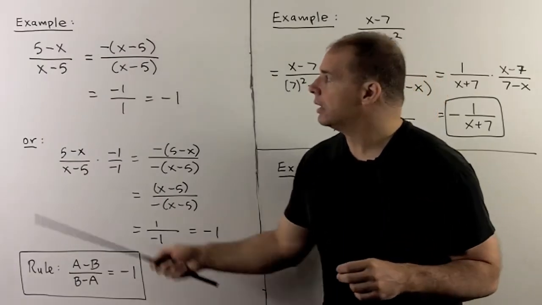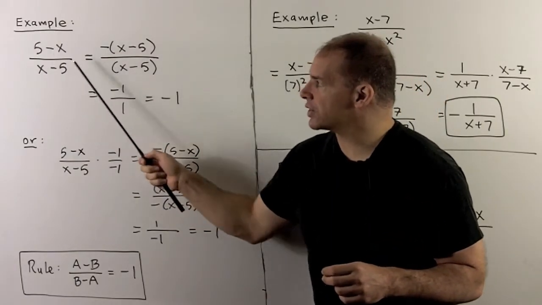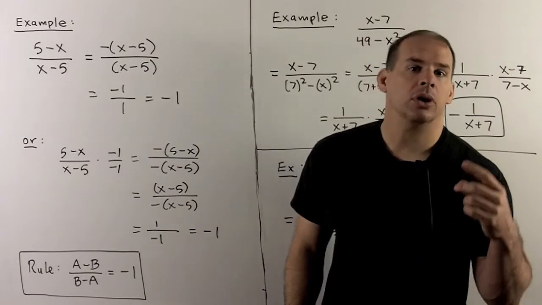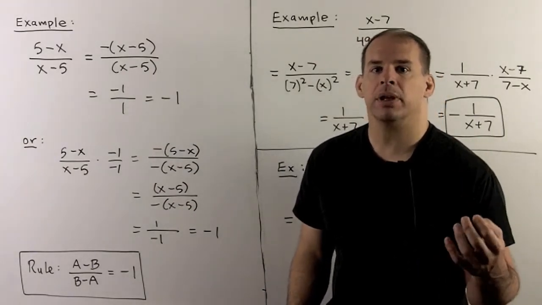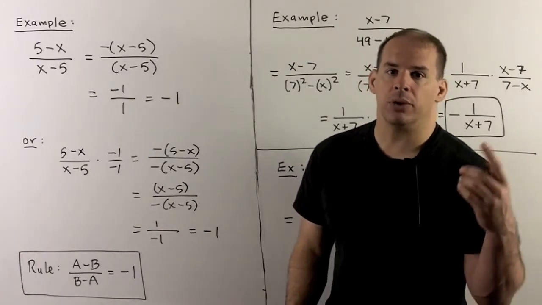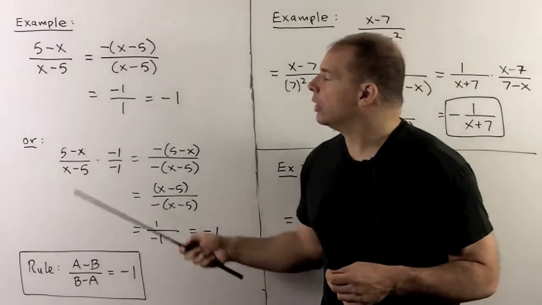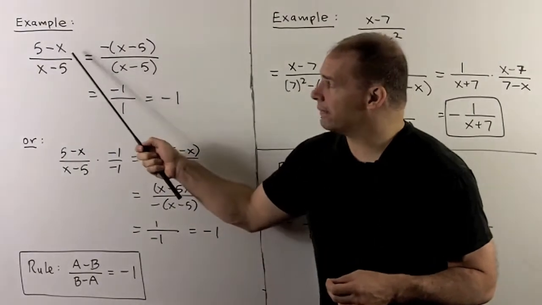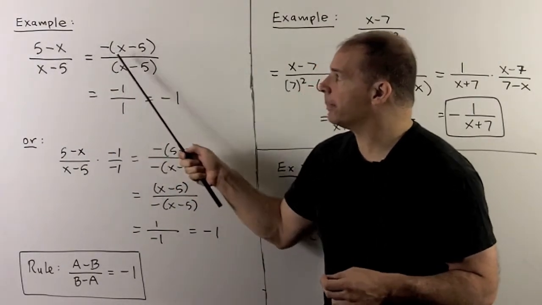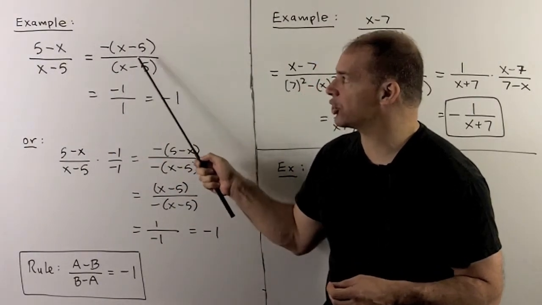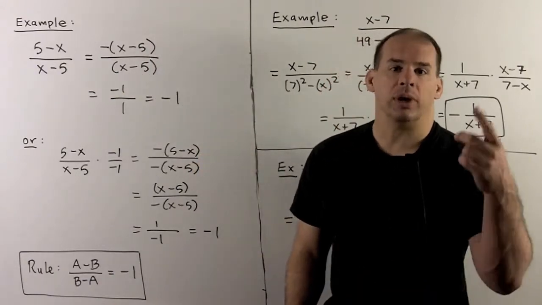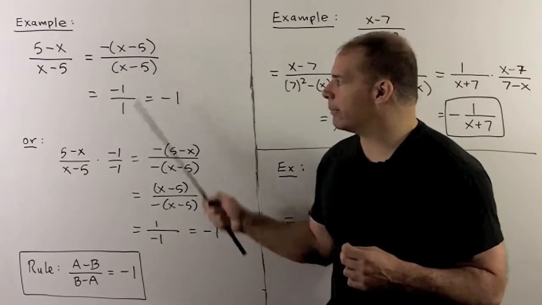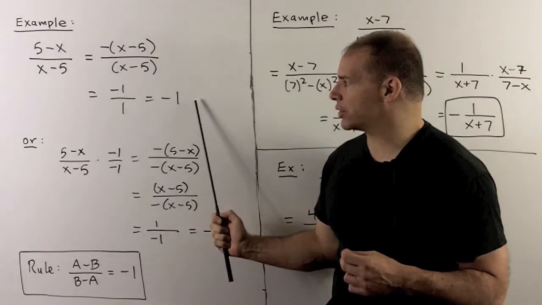For example, let's consider (5 minus x) over (x minus 5). Note, the numerator and denominator are just off by a minus sign here. So what's the work for that? There are two ways we can go. Using the previous board, I can factor a minus sign out of the numerator. Note, we're just going to change the sign on each term, giving me an x minus 5. Now, we cancel the x minus 5s, leaving me with a minus 1 over 1, which gives a minus 1.